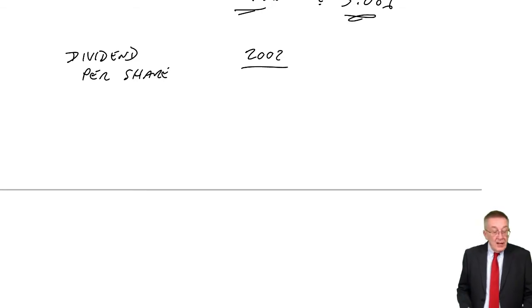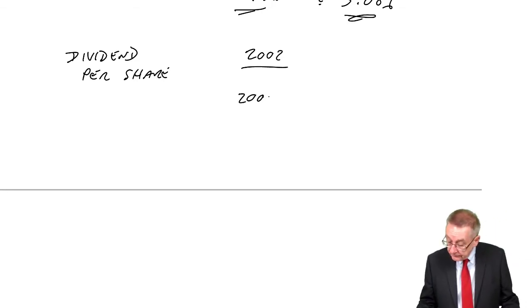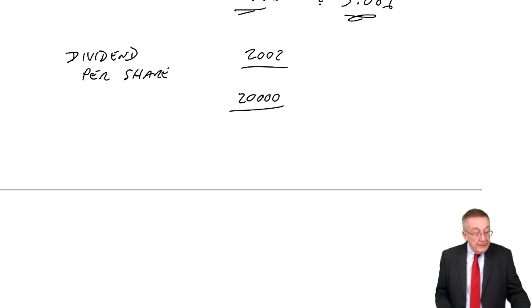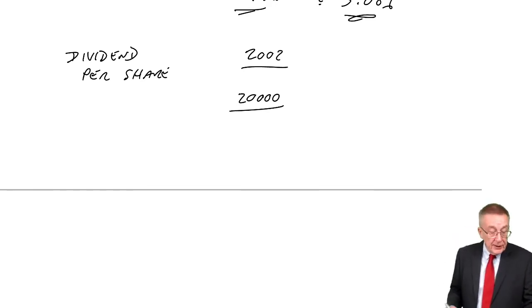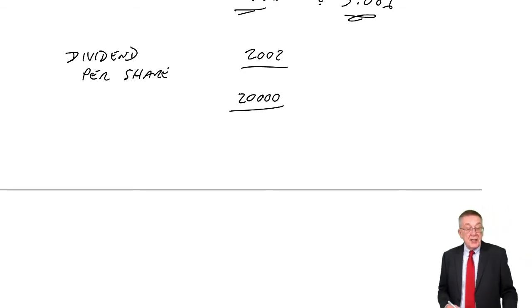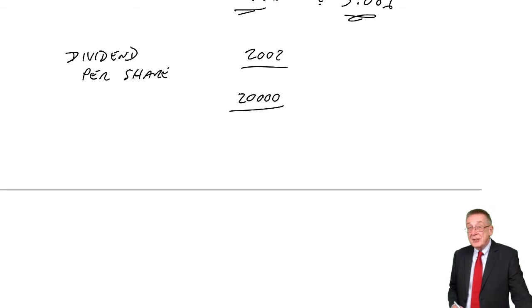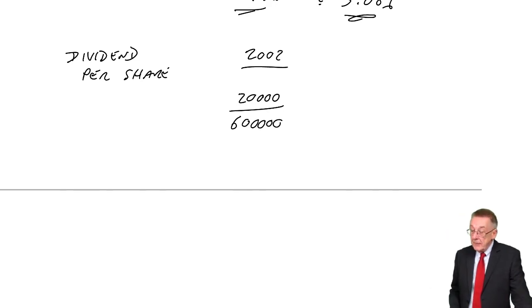In 2002, the total ordinary dividend was 20,000. How many ordinary shares were there? Be careful, I mentioned this in the first lecture for this chapter. Although it says 60,000 on the statement of financial position, they're 10 cents shares. So to arrive at 60,000, there must be 600,000 shares.